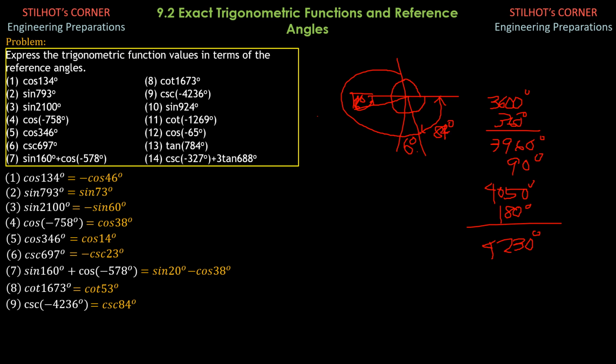The terminal side of negative 4236 falls in the fourth quadrant. In the fourth quadrant, cosecant is again negative because y is negative. It is r over y. So that's why it is negative cosecant of 84 in the fourth quadrant. So let's check if it is correct.